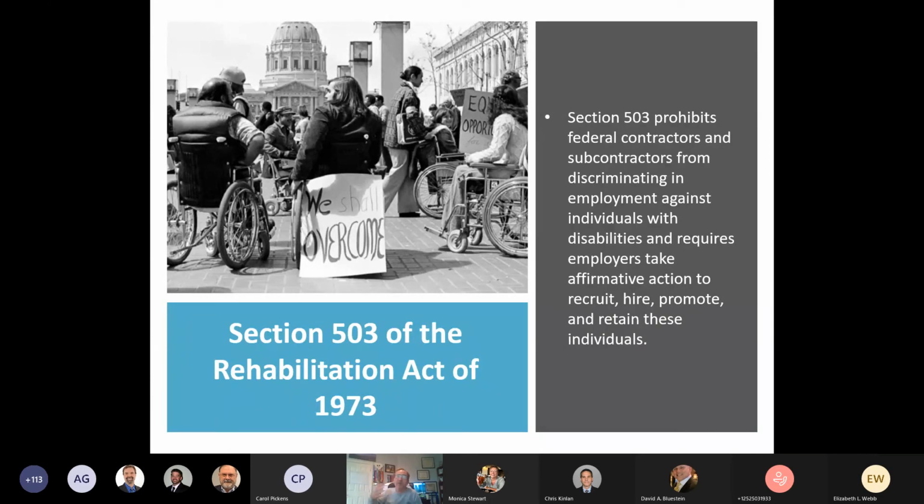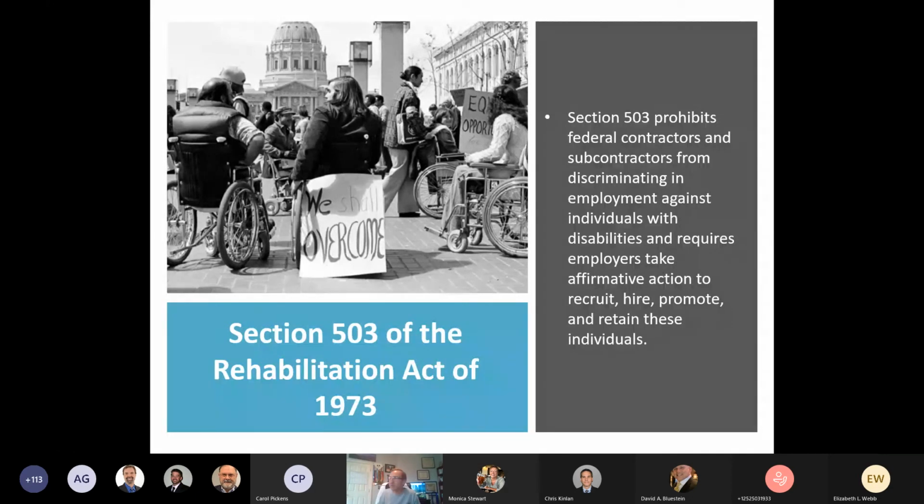So the photograph here obviously is from the 70s. This is people in wheelchairs, but it also affects everything from sight impairment to learning development. It could be mental illness, depression, blindness, physical disabilities, you name it, right? In any, what they call, major life activity, right?